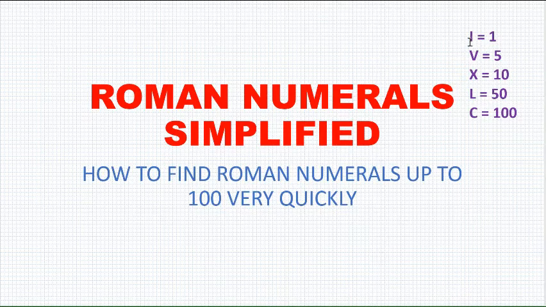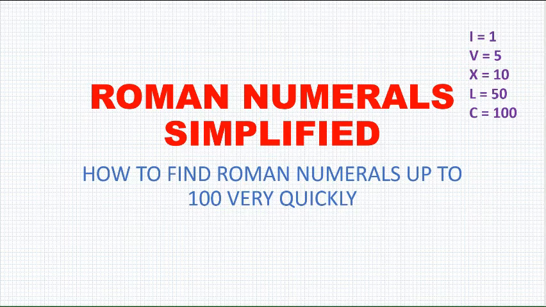Look at these figures by this side. I equal to 1, V equal to 5, X equal to 10, L equal to 50, C is equal to 100. Now, these are constant, okay? We just need to know these ones, just try to hold them at your fingertips. And if you know them, they will just guide you to find the rest.